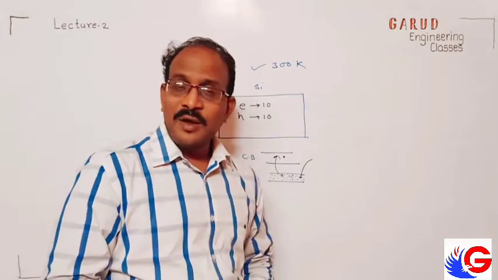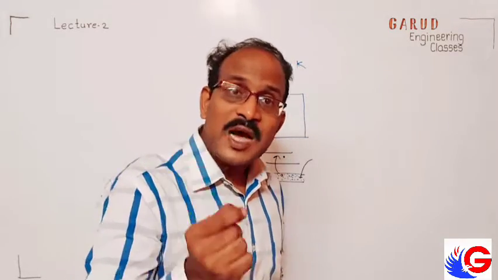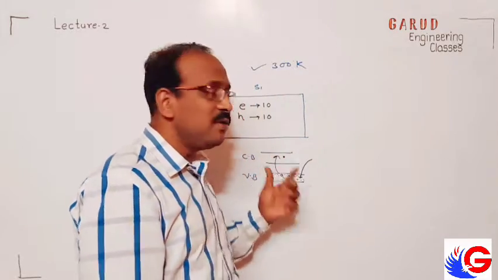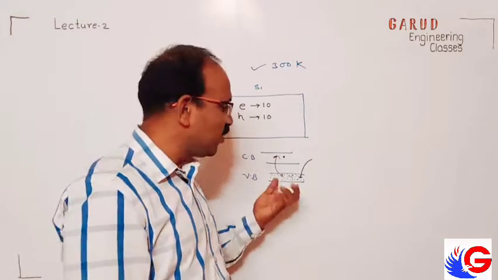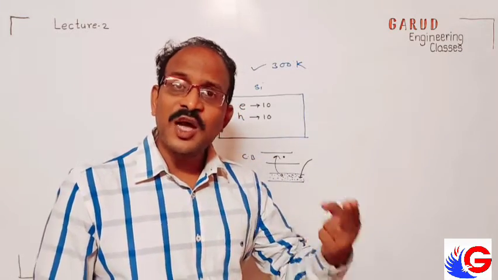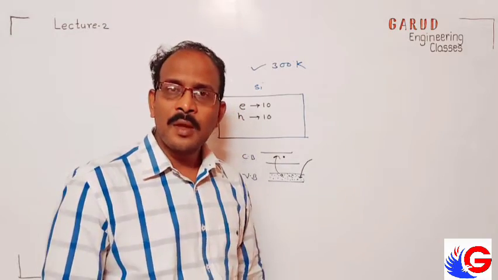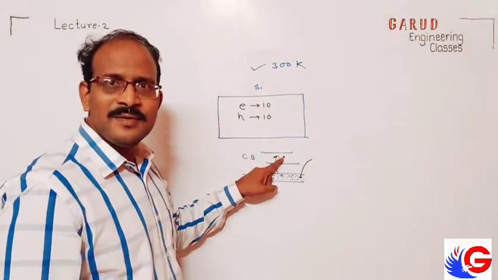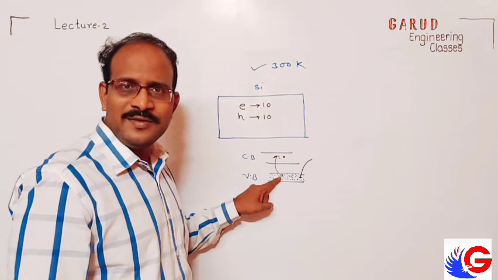Electron is also a charge carrier. What is the charge on an electron? It is negative. What is the charge on a hole? Positive. Both are charge carriers. This will also carry charge.